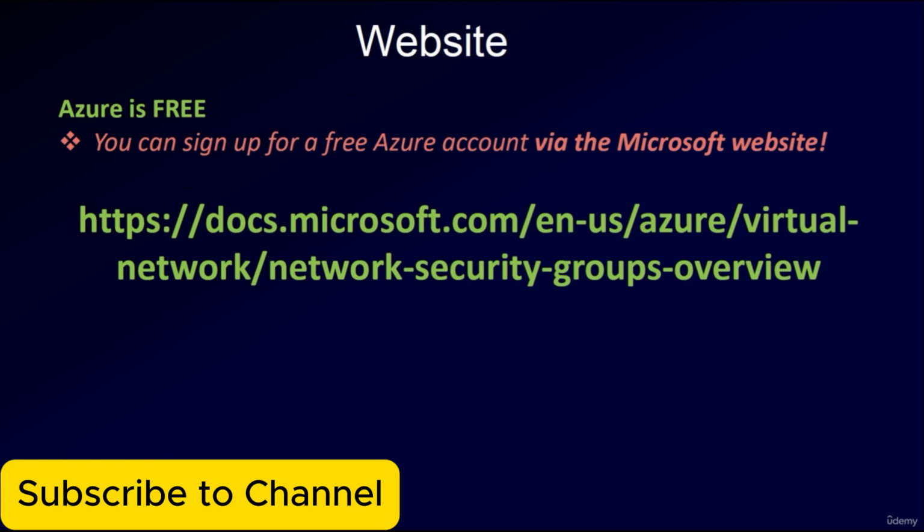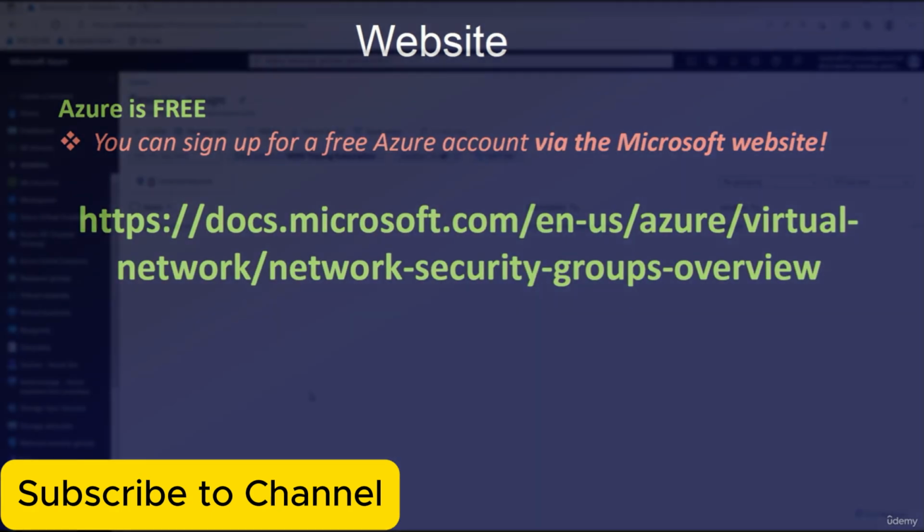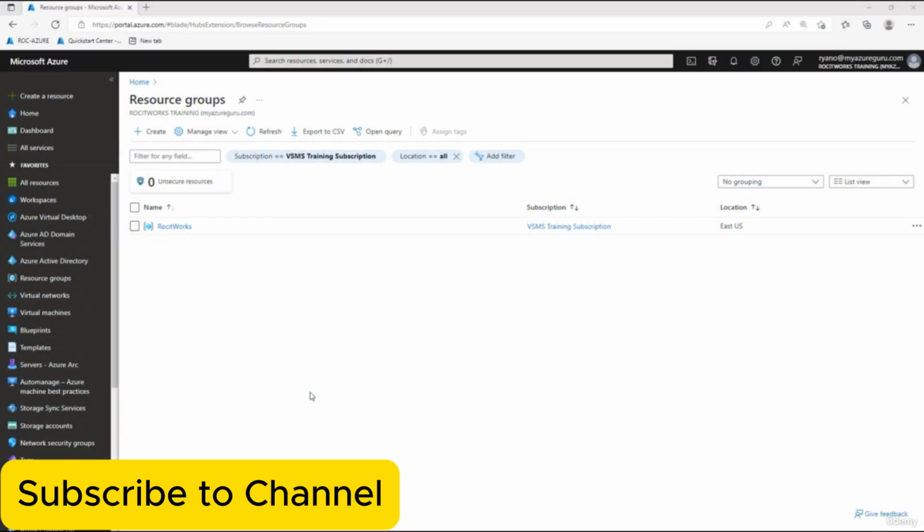Again, I encourage you to go out to the Microsoft link below and learn more about network security groups. Again, this is just a nutshell, giving you a basic high-level overview. And that being said, let's dive into the lab and let's go and deploy a network security group and see how this works. Hi, as you can see, I've gone ahead and logged into the portal.